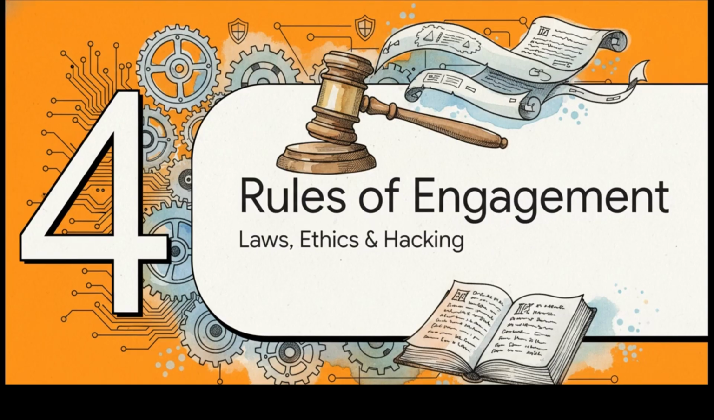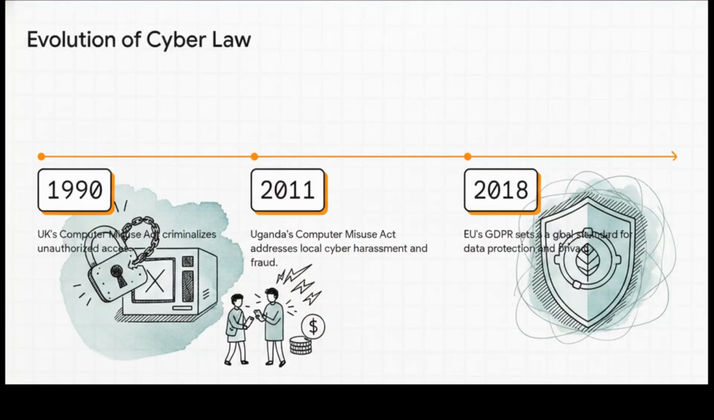But here's the thing. All the best technology in the world isn't enough on its own. To have a truly secure digital society, we also need rules. We need laws. We need ethics. We need professional codes of conduct to guide how we all behave online. And these rules have been evolving for a long time.